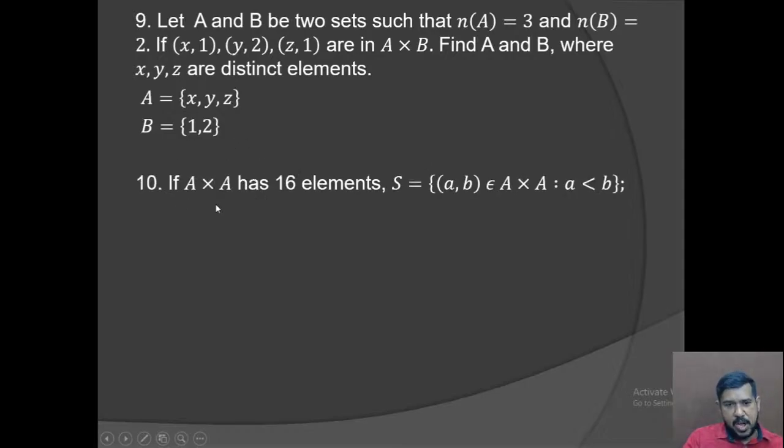If A cross B has 16 elements. Okay, A cross B has 16 elements. Now we have to frame a set which is named S.